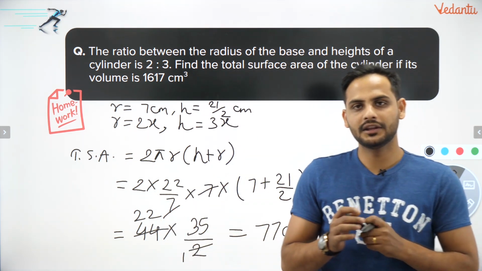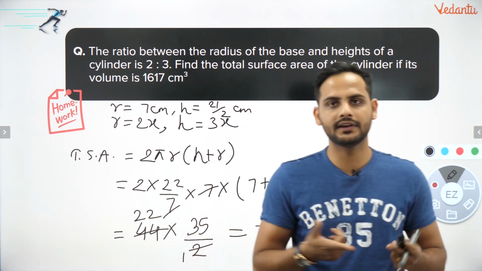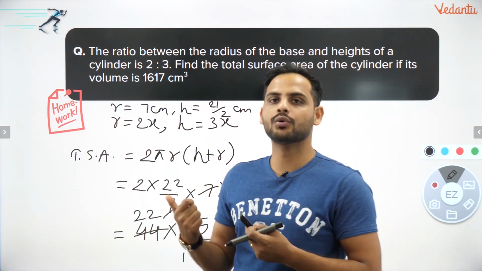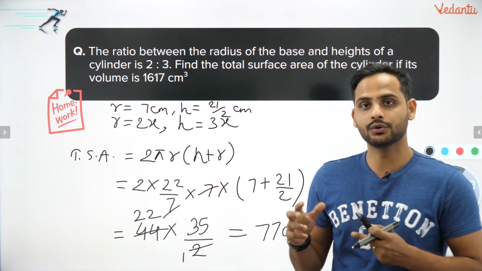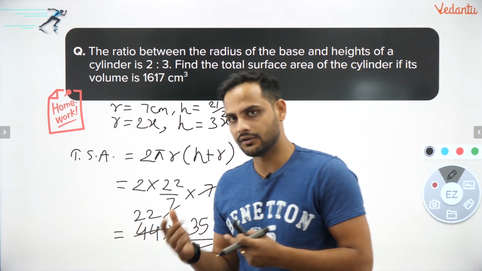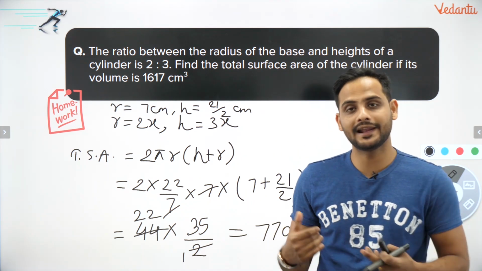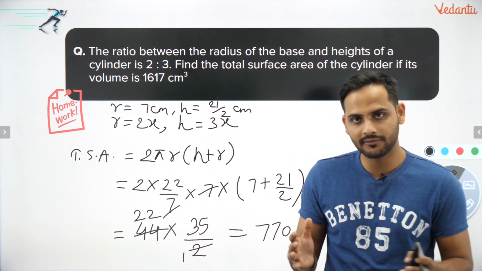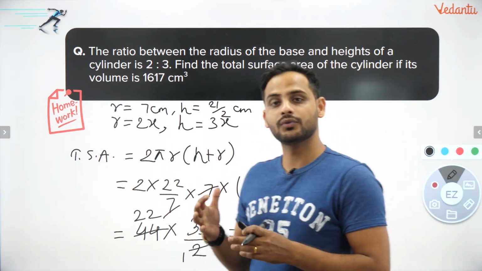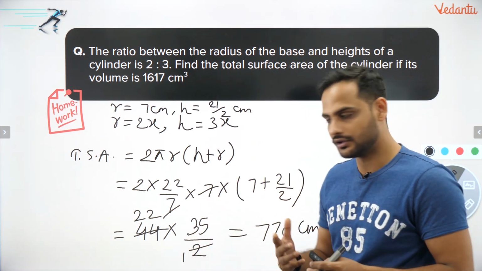So always frame the key basics. For a sphere, radius is very important. For a cone, radius and height are very important, because slant height can be known from that if we know radius and height. For a cylinder also, radius and height are very important. For a cuboid, length, breadth and height are very important. For a cube, side is very important. So these are the important things which we need. Always focus on getting them first and then you can solve the question.